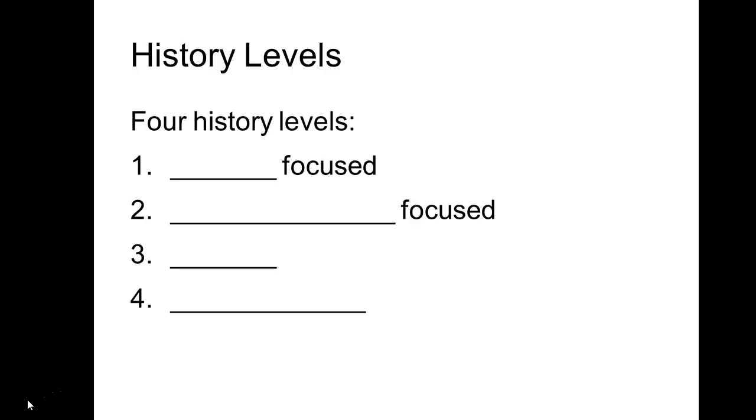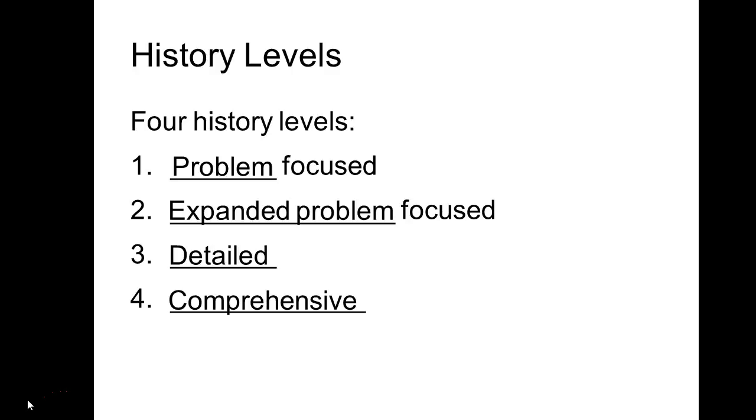So if you flip to page 11 in your book, you're going to see that underneath the code descriptor itself, we have 3 bullet points, 2 paragraphs, and then a whole bunch of notations. If you look at the first bullet point of each code, it's going to be the type of history. Our histories start at problem focused, then expanded problem focused, detailed, and comprehensive. And so as we go from problem focused to comprehensive, we get more complex.